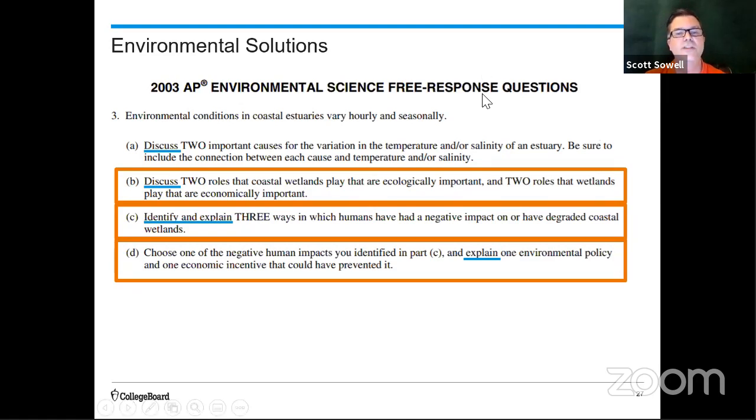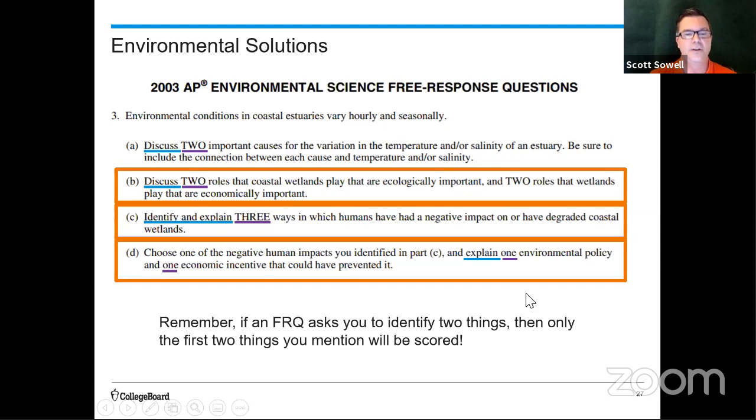So there's the same model that we just did. We identify why ecosystems or wetlands were important, what have we done to them, and what might we do to improve that or provide a solution. Quick reminder, if an FRQ asks you to identify 2 things, then the first 2 things are the only things that'll be scored. For example, if I said right now, name 2 fruits, and you say elephant, chicken, apple, and banana, you'd score 0 points because the first 2 things you said were incorrect. So be sure that you are very clear in what the directions say and what you should write. And remember, it's not about what you meant, it's about what you wrote.